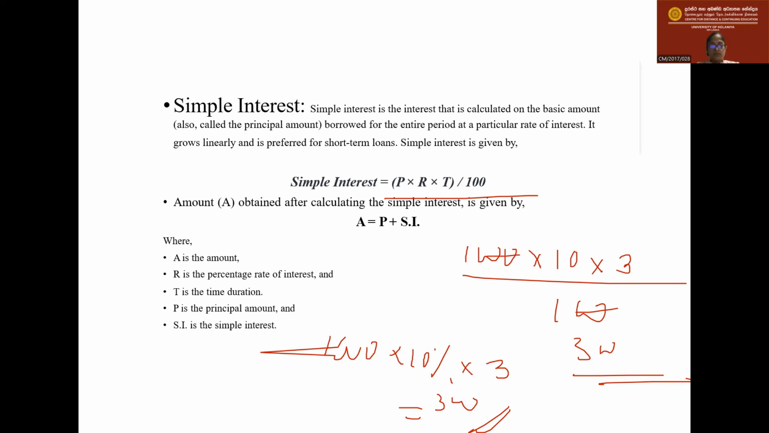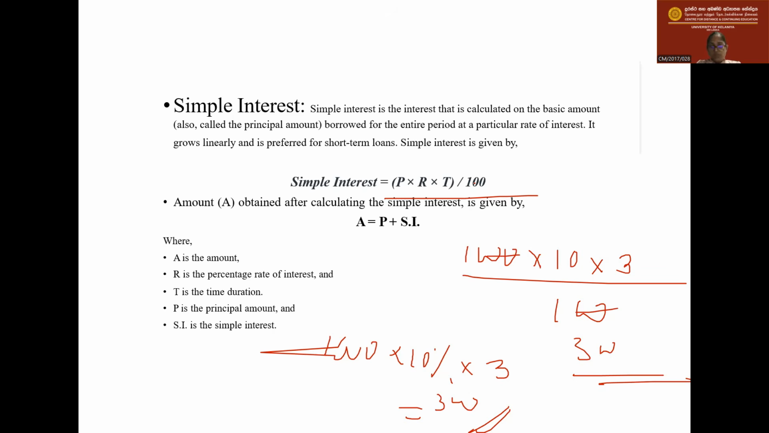Right? Use this formula. P multiplied by R multiplied by T divided by 100. The whole divided by 100. Not only T, not only R, not only P. All of the things, all of the amount you have to divide by 100, right? Then what would be the amount obtained after calculating the simple interest? Then what we have to do? Amount equals principal amount plus the simple interest, right?